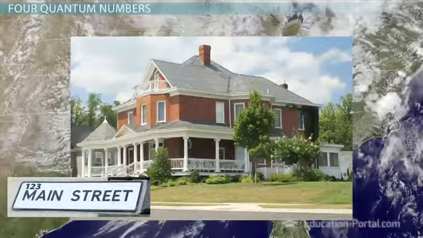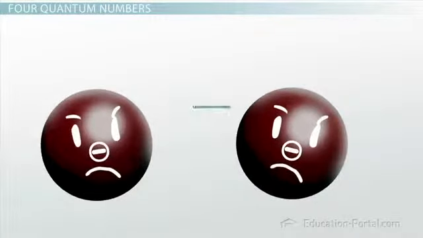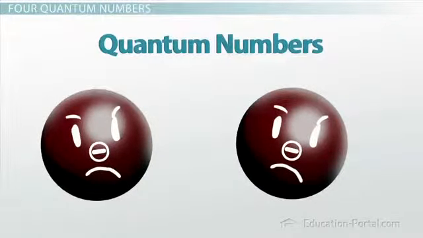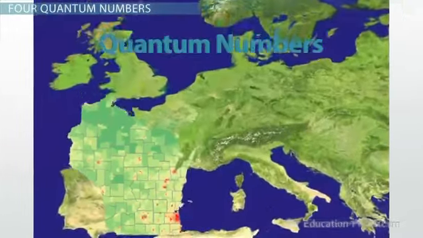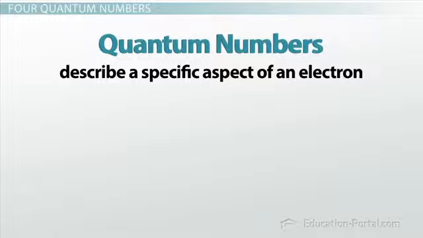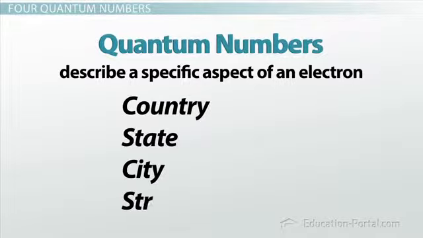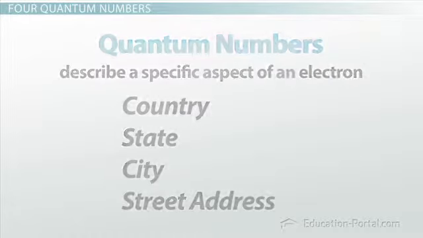Just like no two buildings have the exact same address, no two electrons can have the same set of quantum numbers. Also, there are very specific rules about which quantum numbers can exist together, just like you wouldn't say that Wisconsin is a state in the country of Spain. A quantum number describes a specific aspect of an electron. Just like we have 4 ways of defining the location of a building, country, state, city, and street address, we have 4 ways of defining the properties of an electron, or 4 quantum numbers.